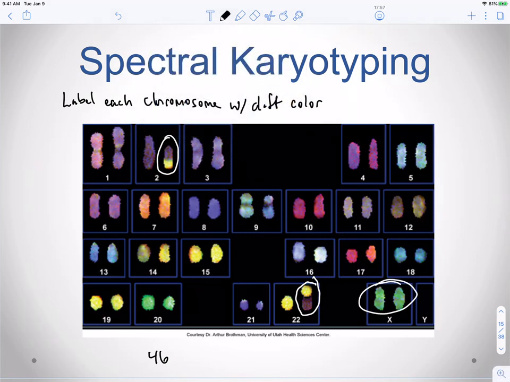So you have 46XX. And then you have a translocation, TRL is for translocation, of two between chromosome 2 and chromosome 22. And so this would be a karyotype of this individual. This individual has 46 chromosomes, 2 X chromosomes, but a part of chromosome 2 and 22 have swapped places. So that's basically what that means.